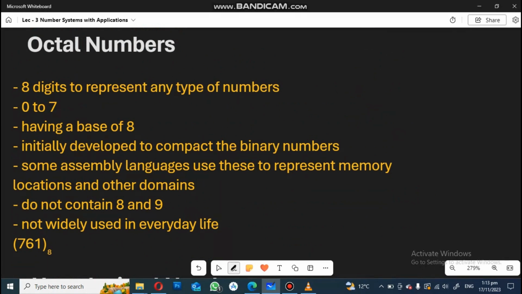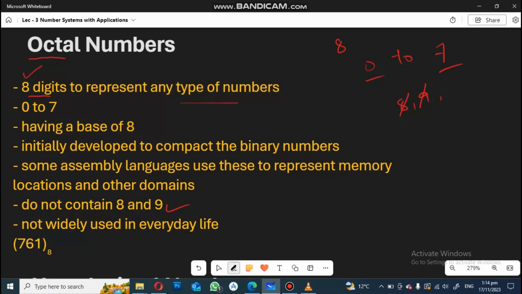Now as you can see here, OCT, octal, means 8. It means that it's going to have only 8 possible values. These are the only 8 digits that we can use to represent any number, whether it's in binary or decimal or some other number system. You can use octal numbers, which use only 8 digits to represent every type of number that we have. The digits here are going to be from 0 to 7. There is no concept of 9 and 8 here. The numbers will start from 0 and end at 7.